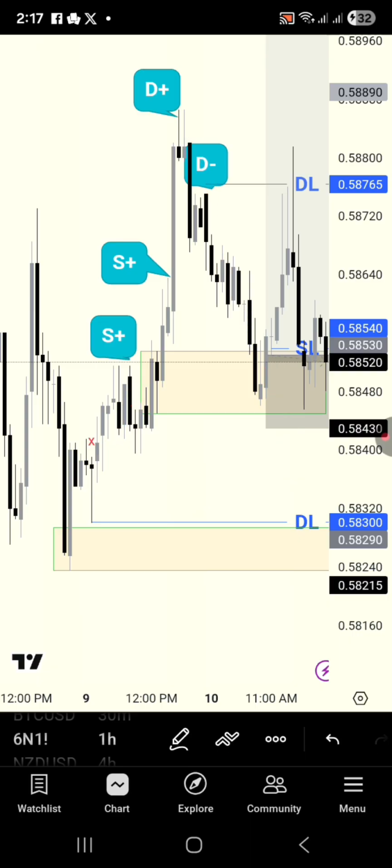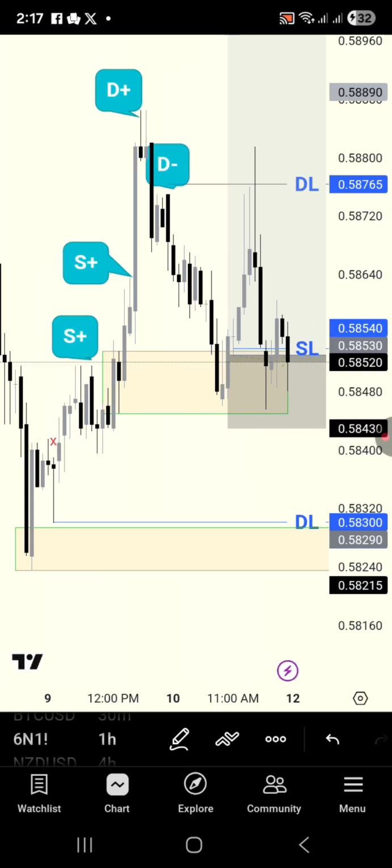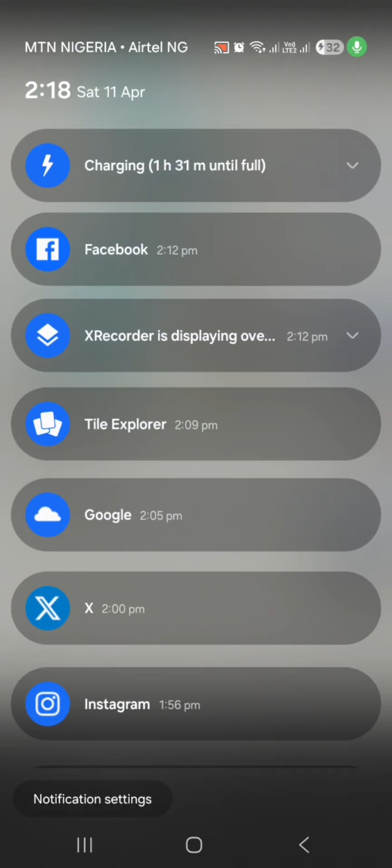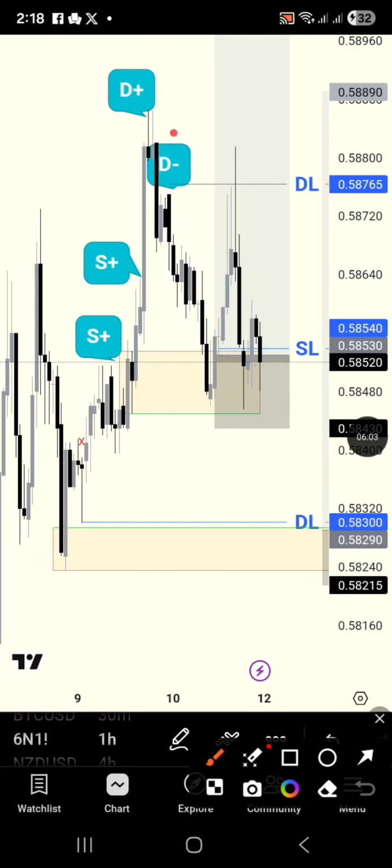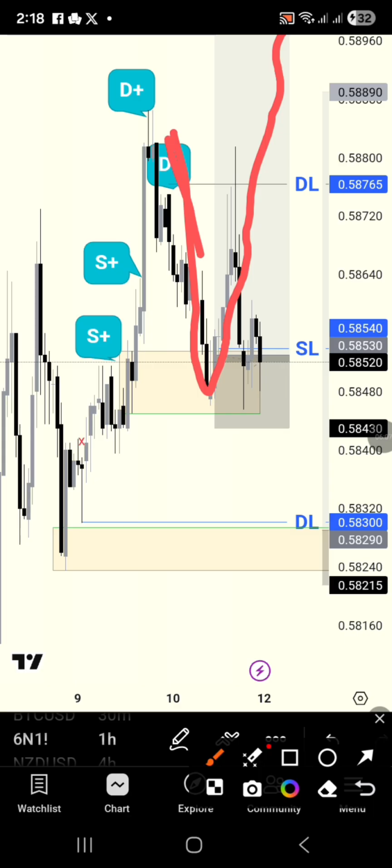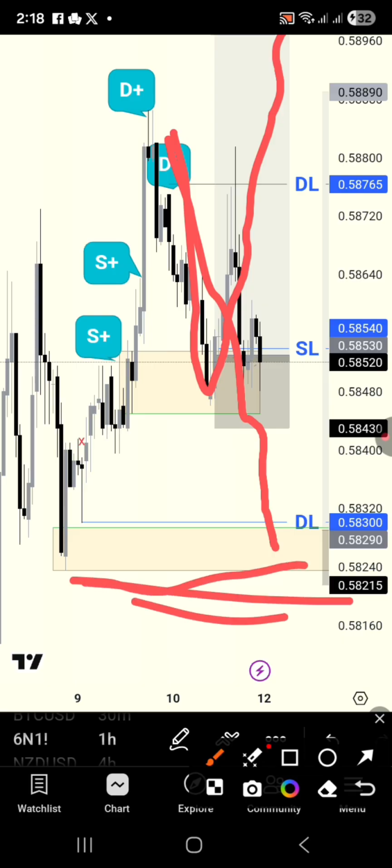So now two things are involved by Monday. Today is 11, Saturday. So by Monday, which will be 13th of April, I expect price to either continue from here upward or break it and come down to this place, but respect this place, which means price should not break this low.